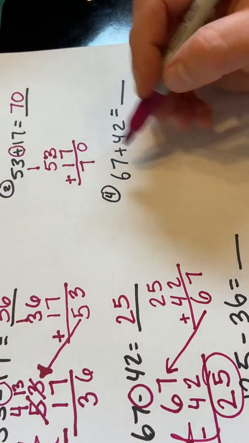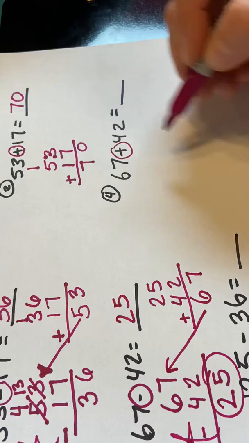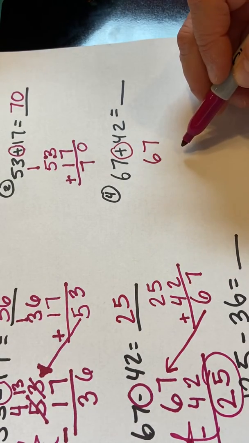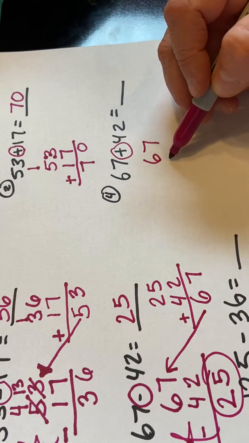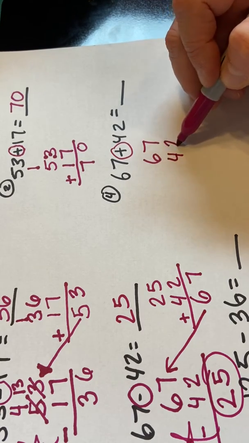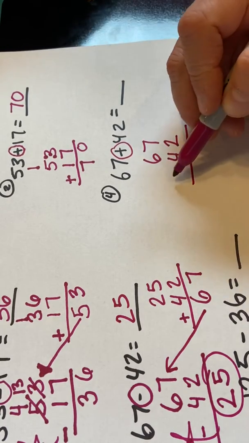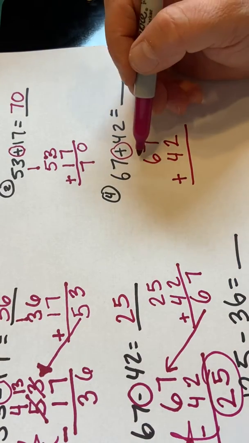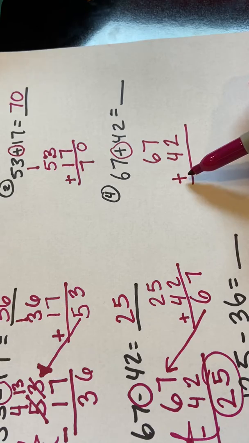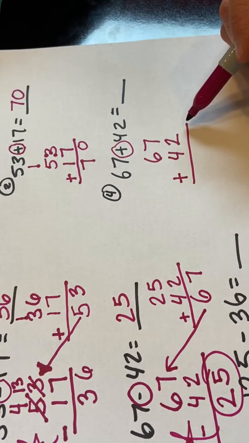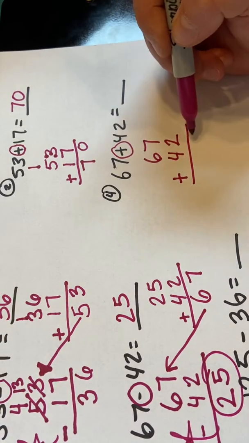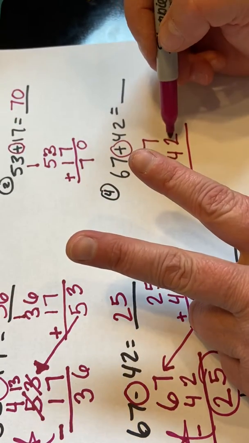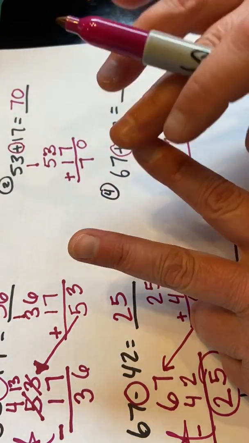67 plus 42. Again, we're adding. My answer should be bigger than 67. All right. Our 1s are stacked. Our 10s are stacked. I have the correct operation here. Everything looks nice and neat, and I'm ready to go. 7 plus 2. That's easy because 2 is a counting number, so we can just go 7, 8, 9.